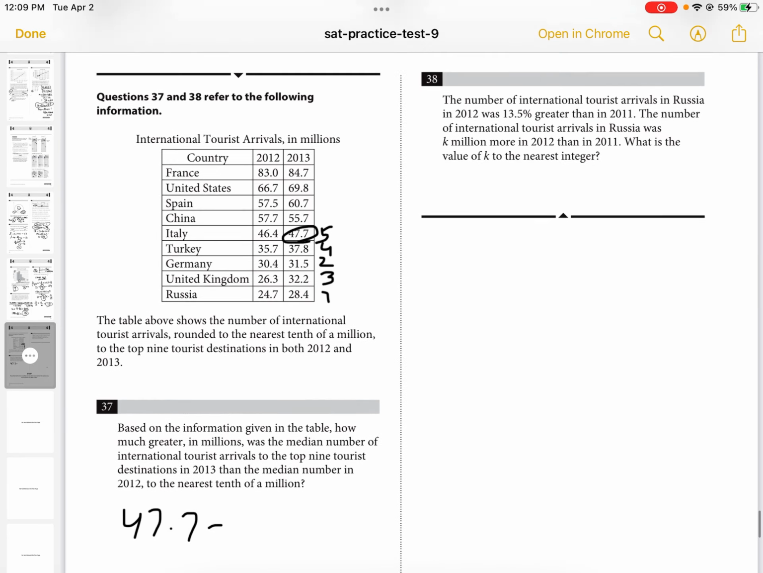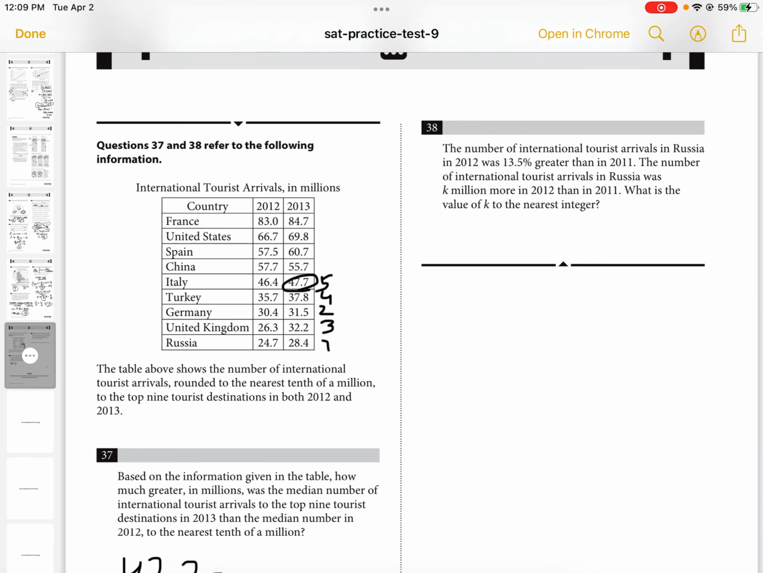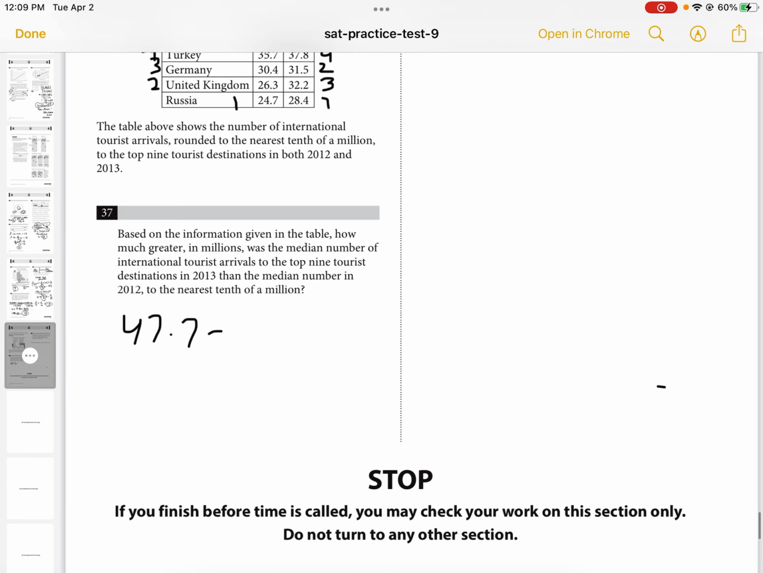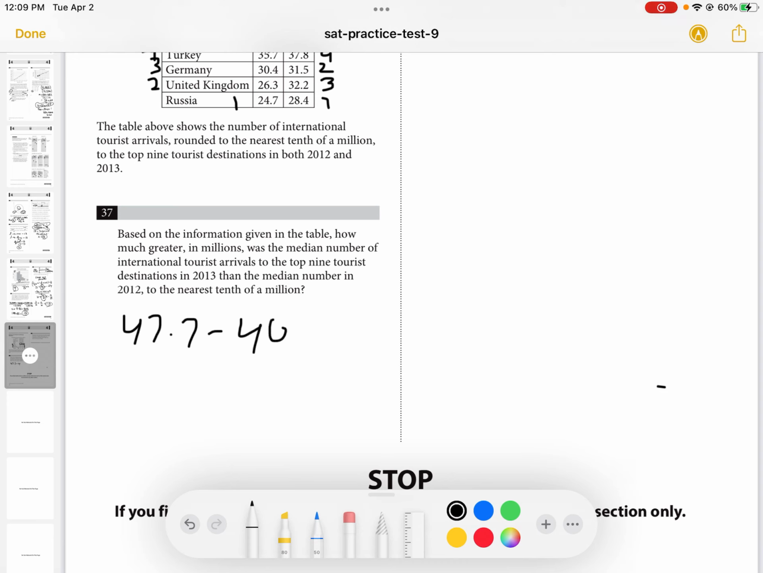And we have to subtract that from the median for 2012. Again, Russia is our lowest. UK is second lowest. Germany is third lowest. Turkey is fourth lowest. Italy is fifth lowest. So our median for 2012 is 46.4. So 47.7 minus 46.4 is equal to 1.3. And that's our answer.